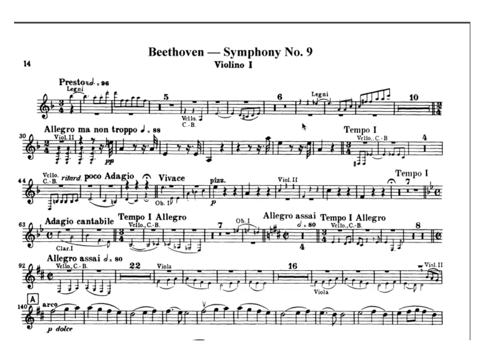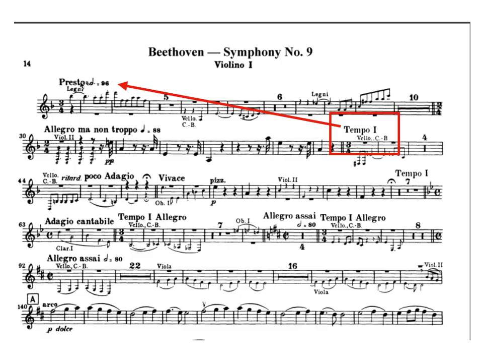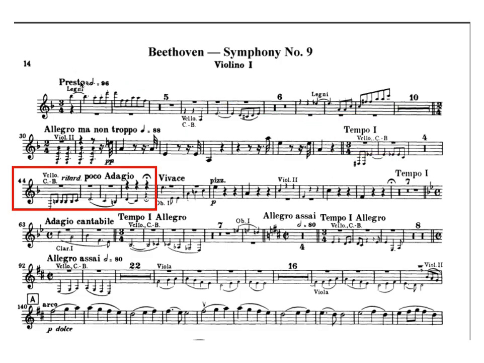And here's a mixture of musical terms in one piece. This is from Beethoven. Presto. And then he wants allegro. And then tempo 1. So he has one tempo, another tempo. Tempo 1 means go back to that original tempo. Then we have adagio, vivace, adagio, allegro. So Beethoven has quite a lot of tempo changes.